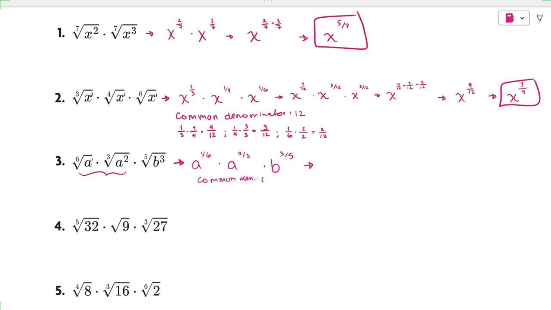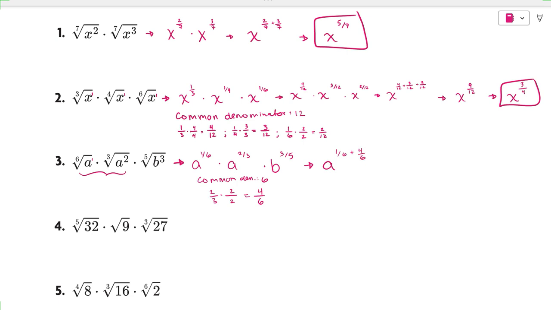This time, let's make that 6. So the 1/6 is already set. So 2/3, well, to make that something over 6, I need to multiply 3 by 2. So I do 2 over 2. So 4 times 2, this becomes 4/6. So a to the 1/6 plus 4/6.